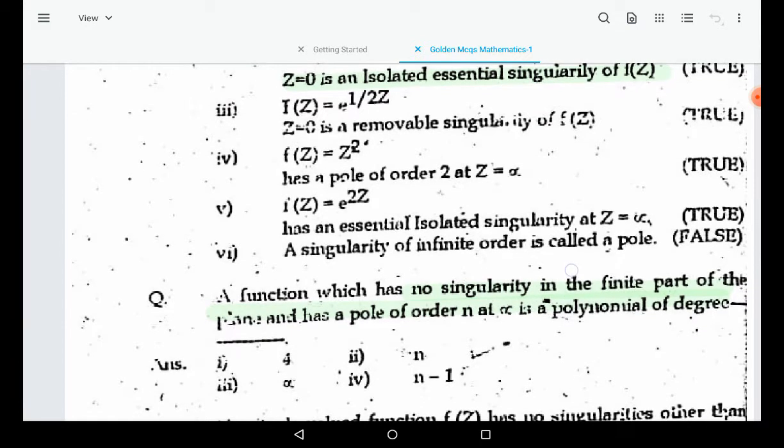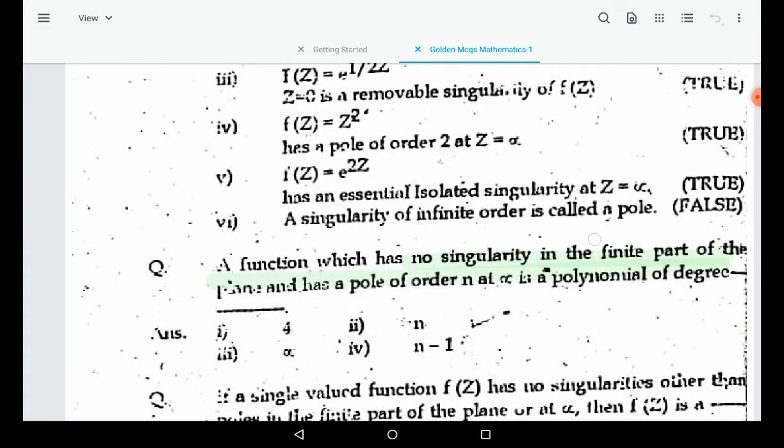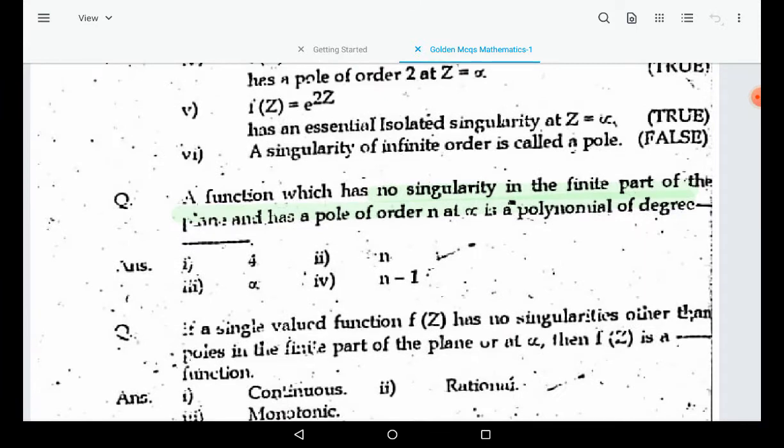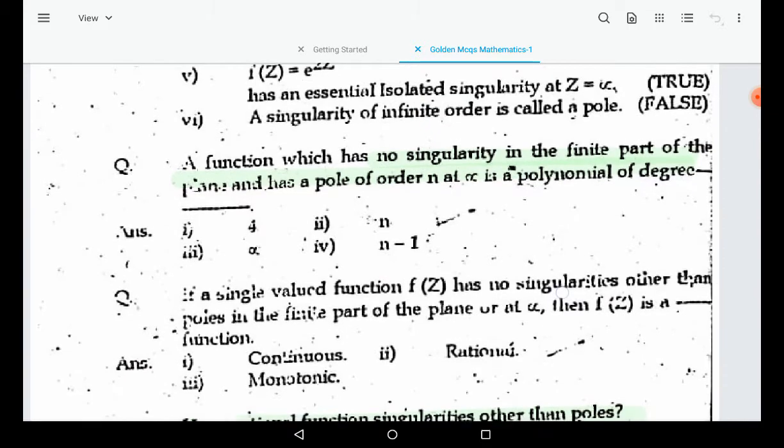f(z) = z to the power 2 has a pole of order 2 at z = infinity. f(z) = 2z has an isolated singularity at z = infinity. A function which has no singularity in the finite part of the plane and has a pole of order n at infinity is a polynomial of degree n.